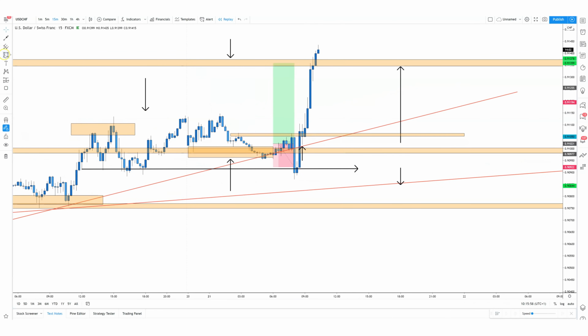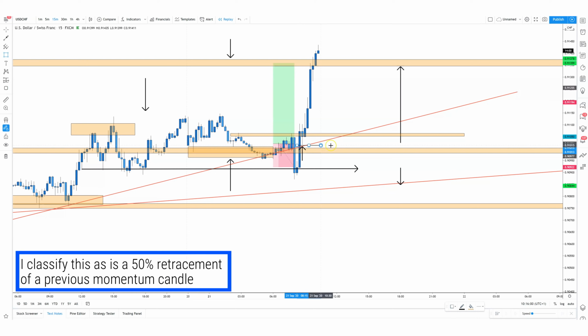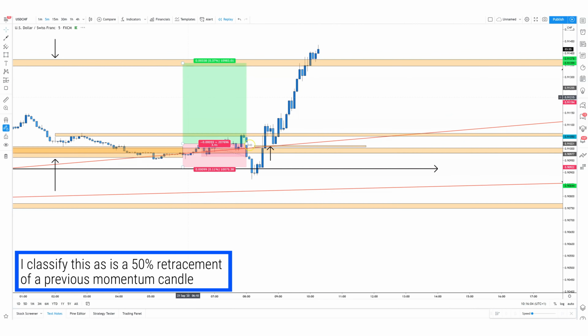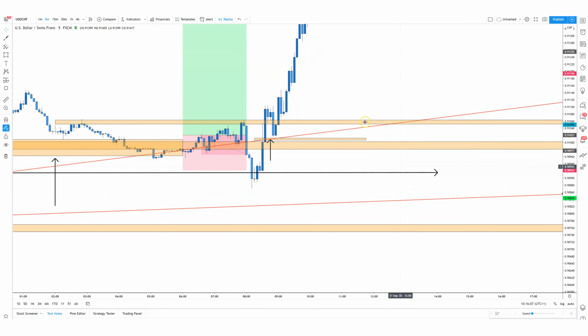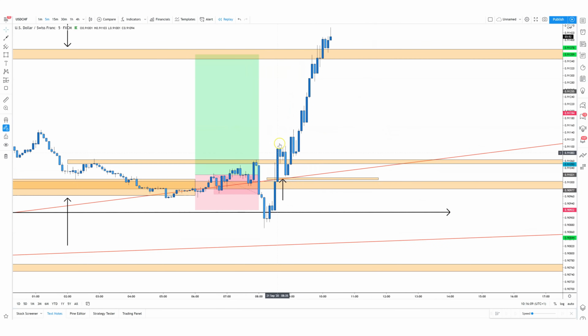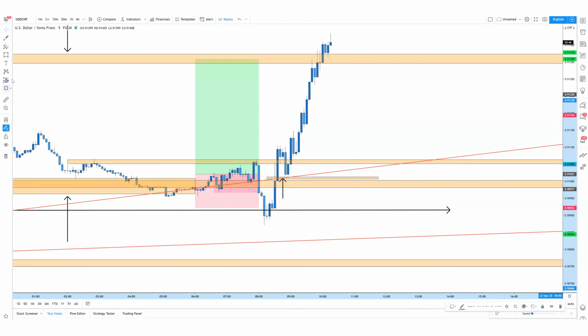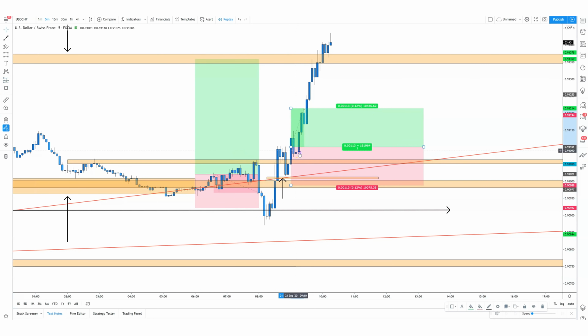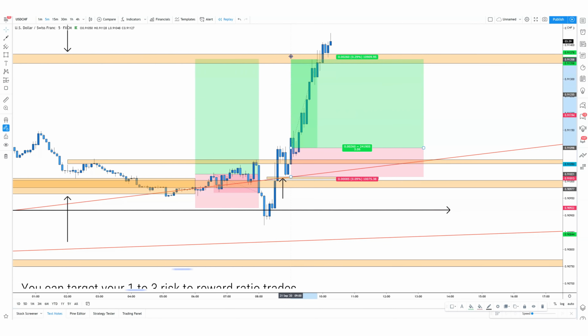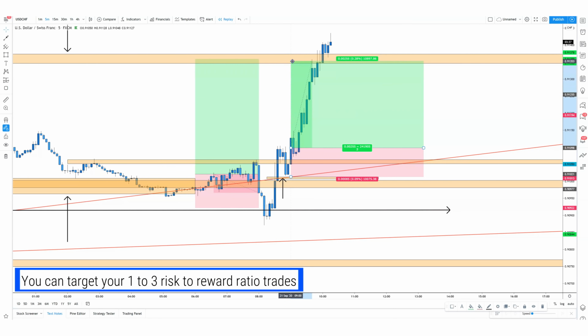I just know that. Now what I classify this as is a 50% retracement of a previous momentum candle, and then scaling down, what you can look for here is price creating that trend to the upside. So after that break, you have that push, you have that pullback, and then you have that 50% retracement. How could you trade this? Well, it's down to you. You can look for wick rejection, so you can just wait for price to take out the previous structural highs with your stop loss below these levels here, and then you can target your 1-to-3 risk reward ratio trades.